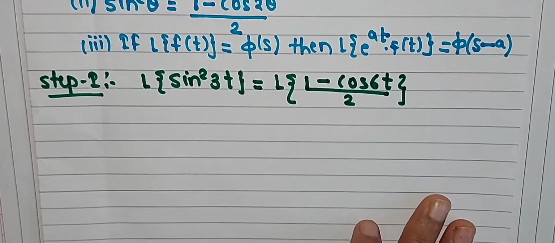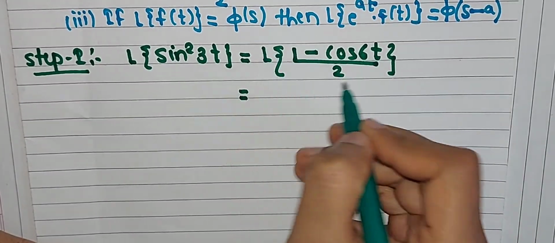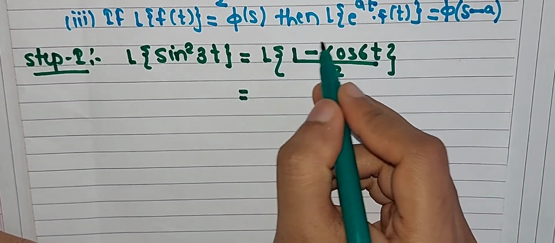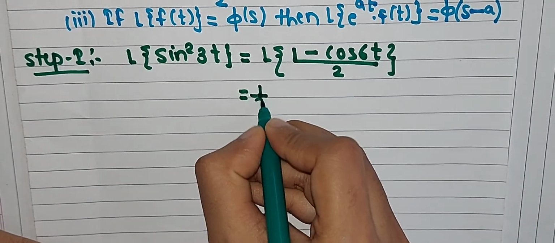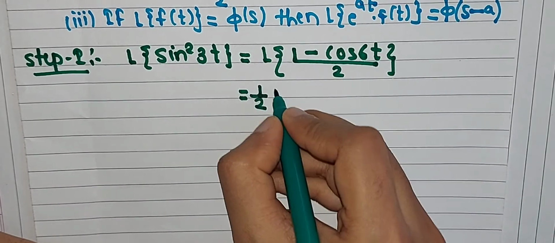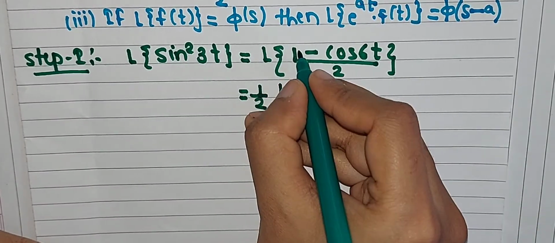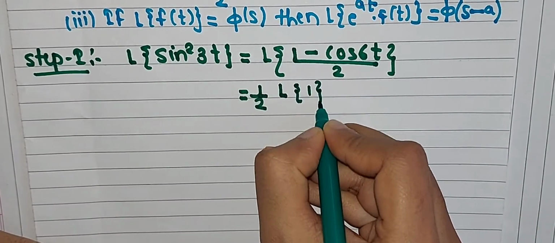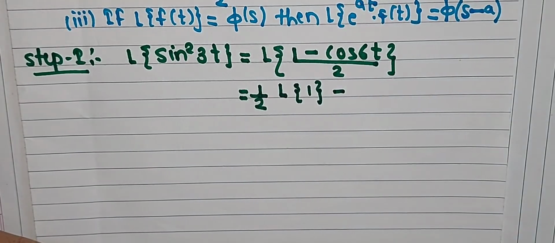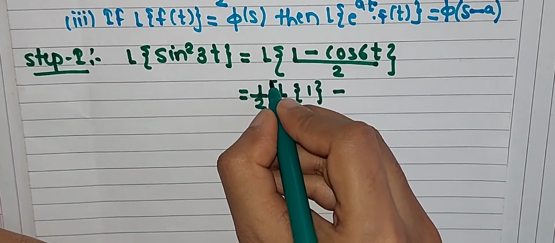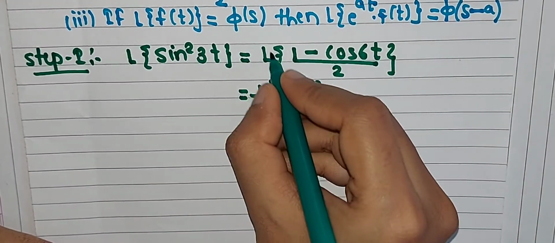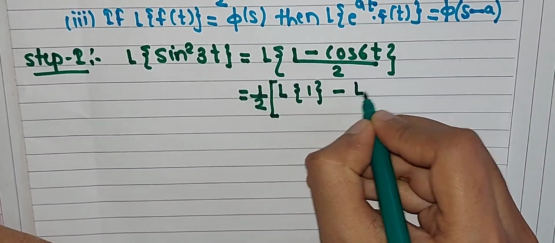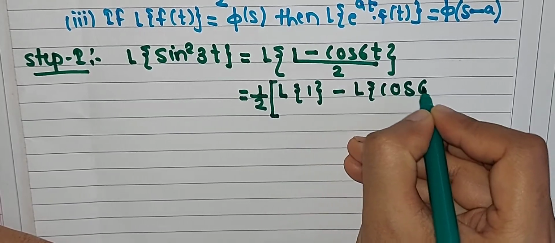Now we can separate this Laplace transformation with the help of the linearity property. Then we have 1 by 2, which we take outside, then apply Laplace on the first term, that is Laplace of 1, then take the minus sign as it is. This 1 by 2 is common for both Laplace transformations. Now secondly apply Laplace on the second function, that is Laplace of cos 6t.